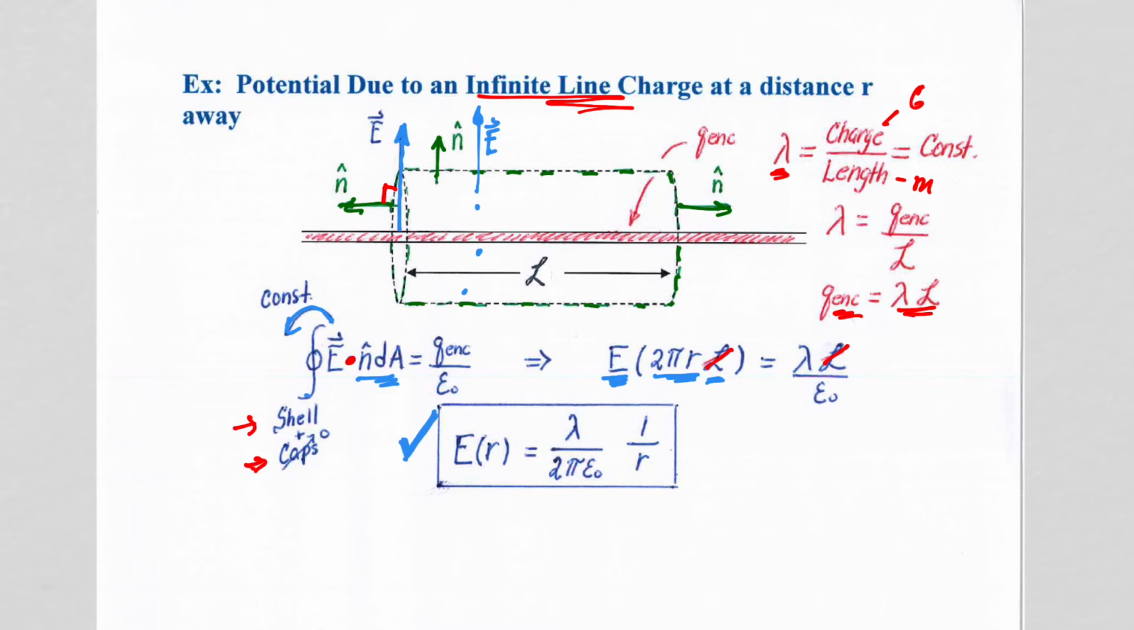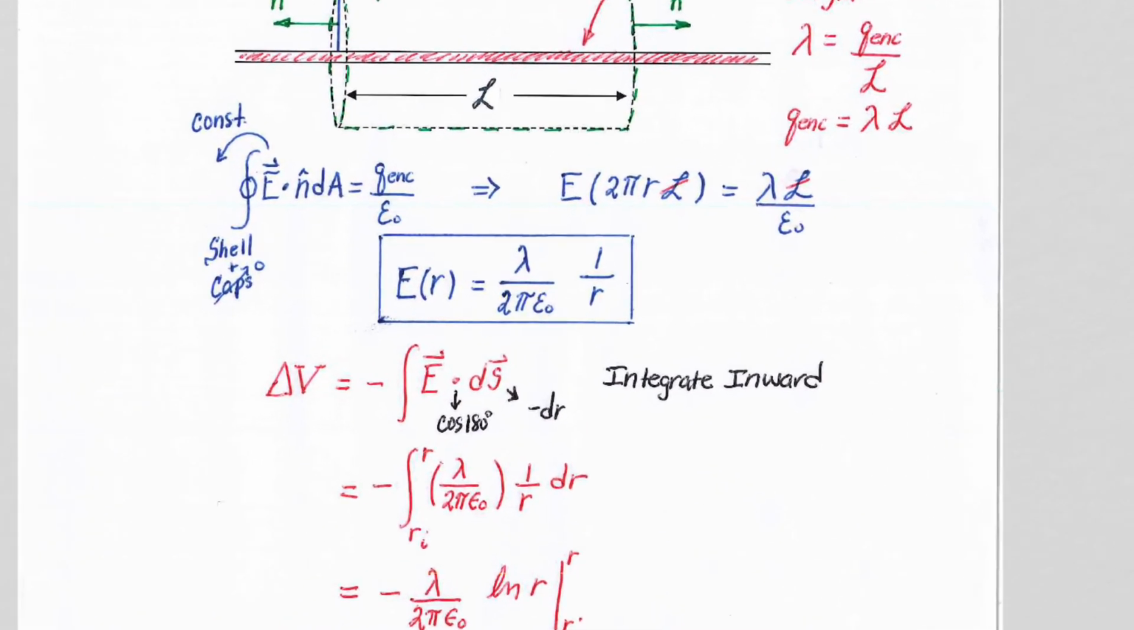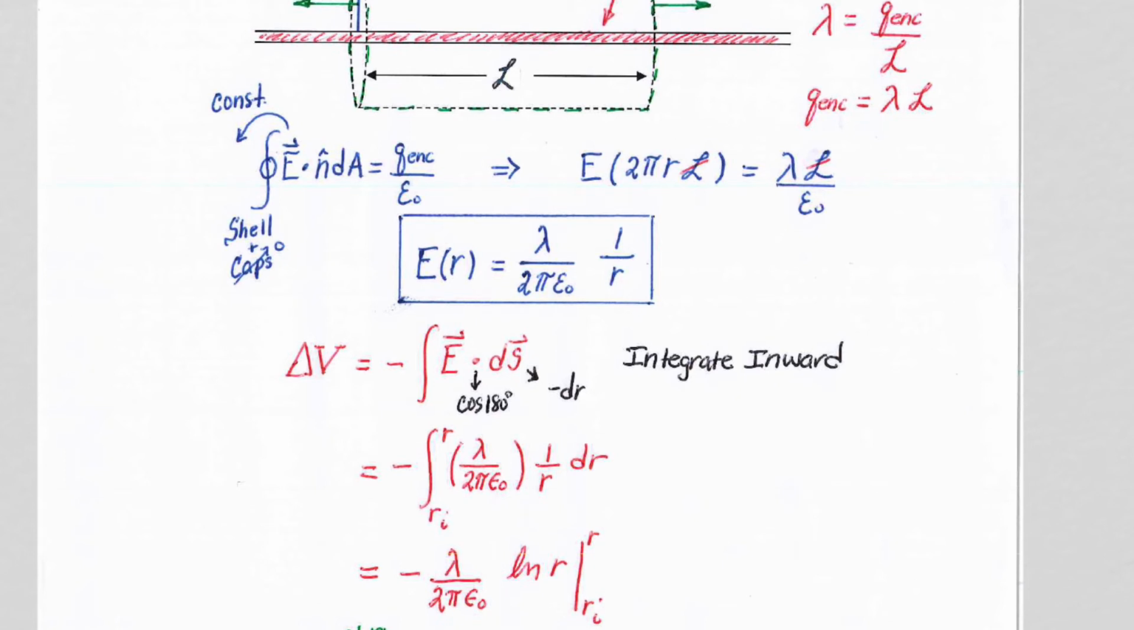Now we are going to use this electric field expression to generate the voltage profile. So let's see how that is done. Here we are simply going to take our electric field value that we just calculated using Gauss's law, and substitute it into our equation delta V equals negative the integral E dot ds. It is always important to note that we have to integrate inward.